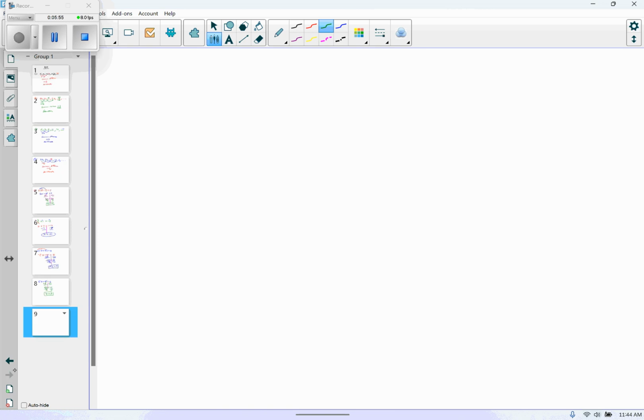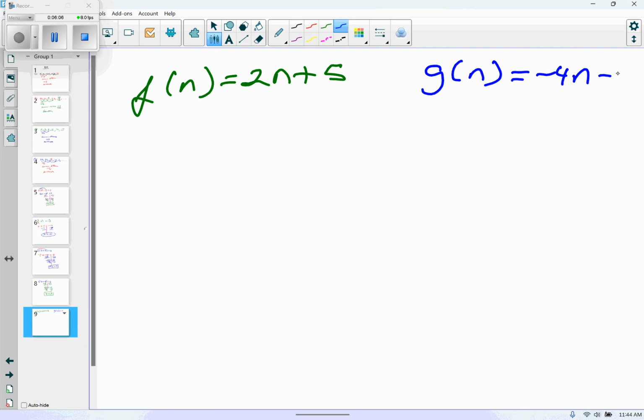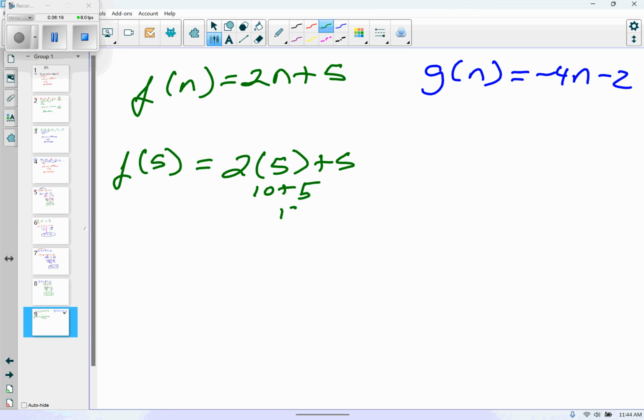Okay, so the problem below, they have two equations. You have f of n equals 2n plus 5, and you also have g of n equals negative 4n minus 2. So the very top row, we say we want f of 5. Well, that's going to be 2 times 5 plus 5, which is 10 plus 5, which is 15.